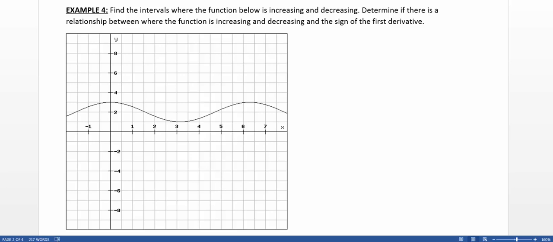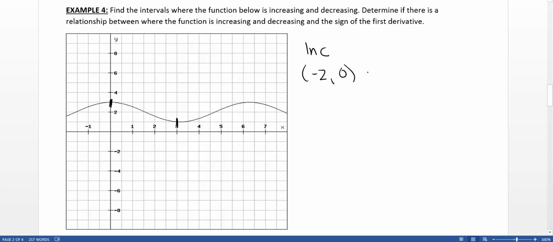Example 4. Find the intervals where the function below is increasing and decreasing. Determine if there is a relationship between where the function is increasing and decreasing and the sign of the first derivative. So our function is going to be increasing when the y values are going up from left to right. So the first interval where that's happening looks like it goes from -2 until 0. So we're going to be increasing from -2 until 0.